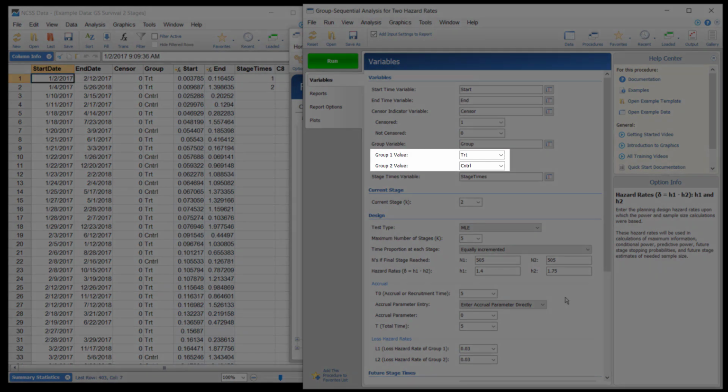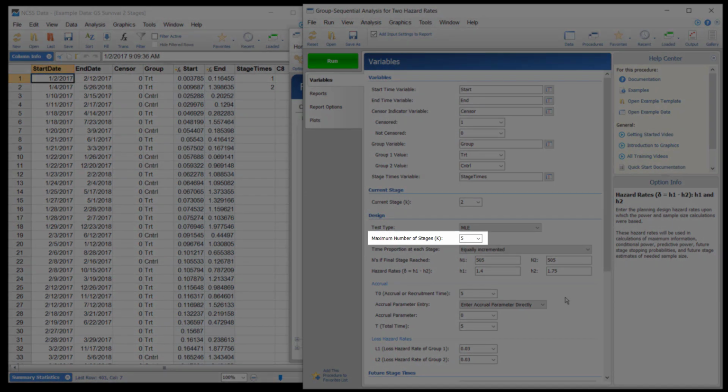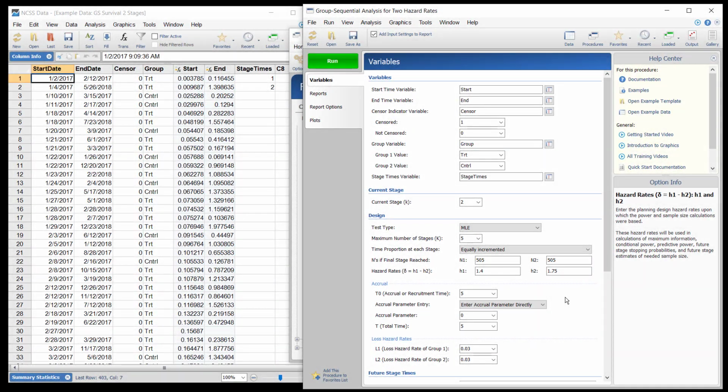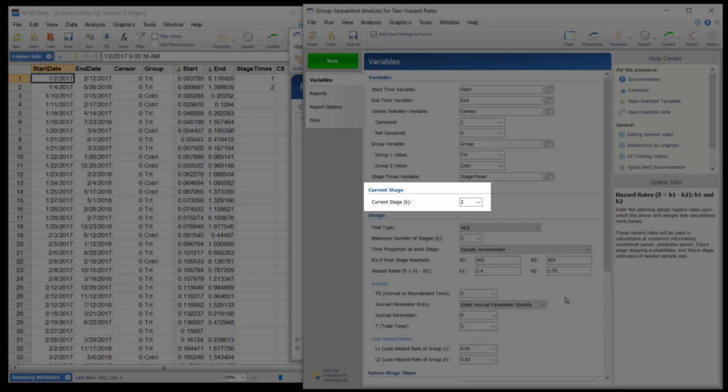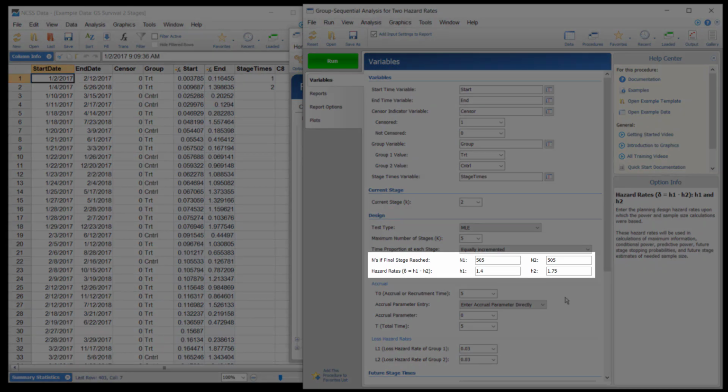The new treatment is assigned to Group 1, and the standard is assigned to Group 2. The design calls for 5 stages of 1 year each if the final stage is reached. The current stage is the second stage, or end of year 2. In the design phase, a needed power of 0.90 called for 505 patients per group if the final stage is reached, based on assumed hazard rates of 1.40 and 1.75 for the new and standard treatments, respectively.